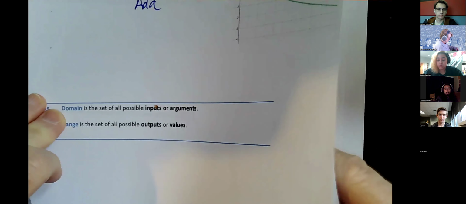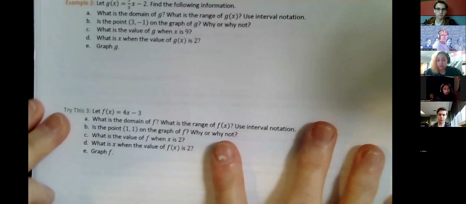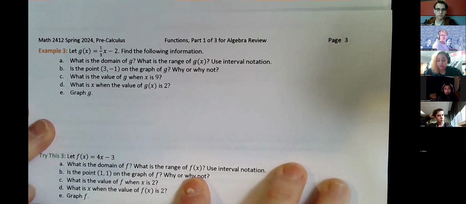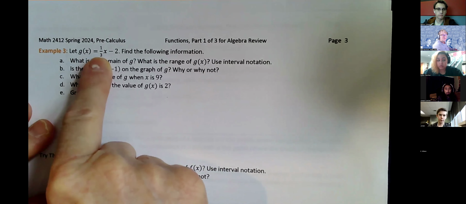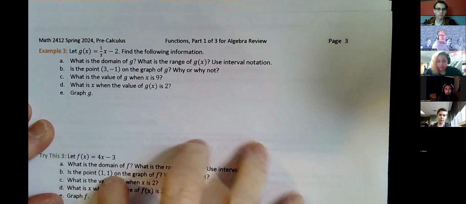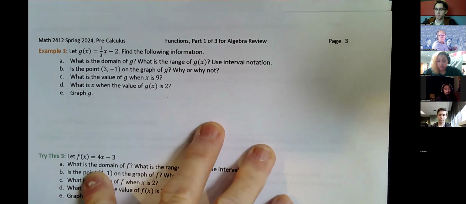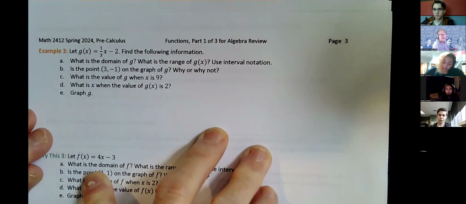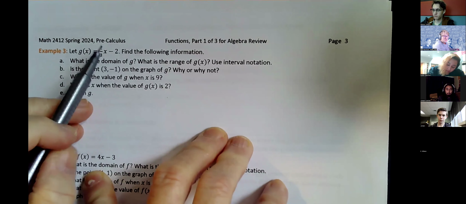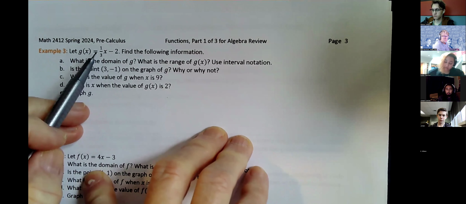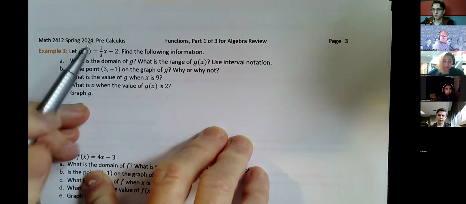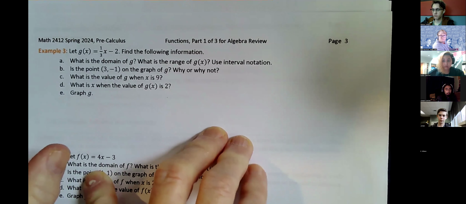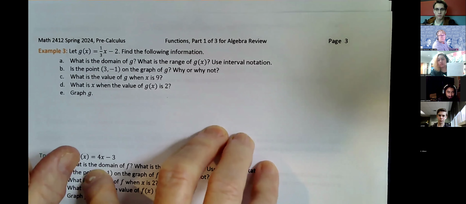So let's see. Let's look at g of x is equal to 1/3 x minus 2. And the first thing we want to do is find the domain. We want to find what x is. Sometimes it's easier to think, what can we not plug in? So what number can we not multiply by 1/3? Zero. 0 times 1/3 is just 0.